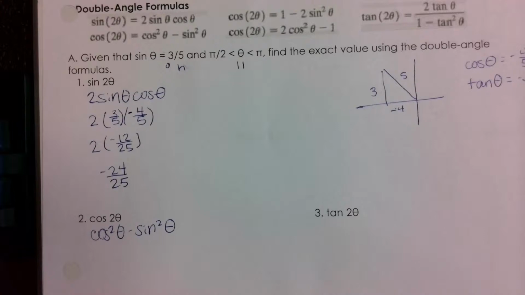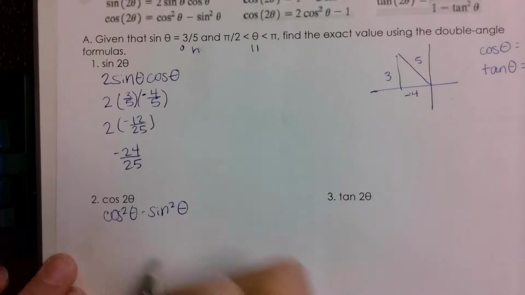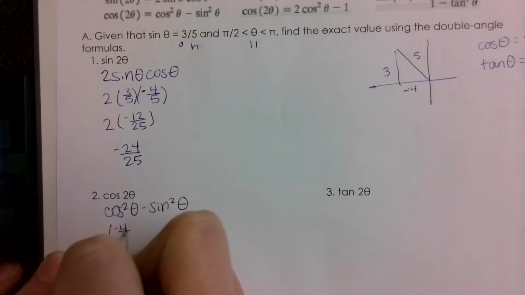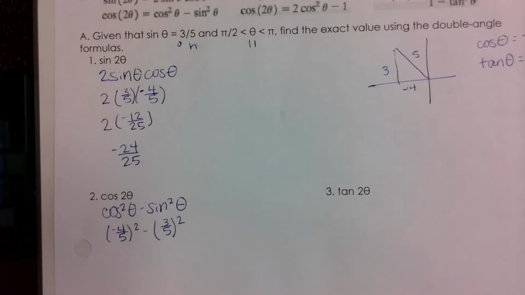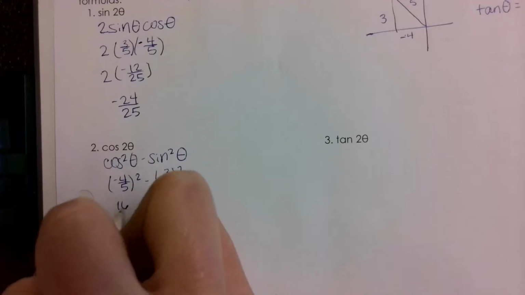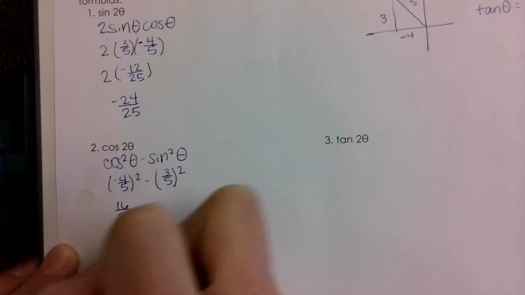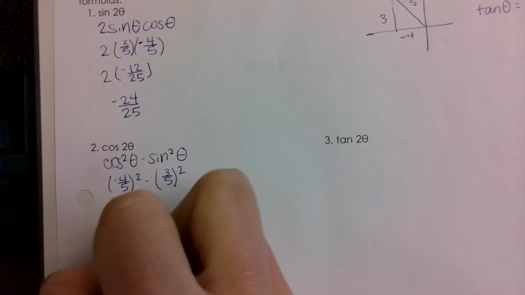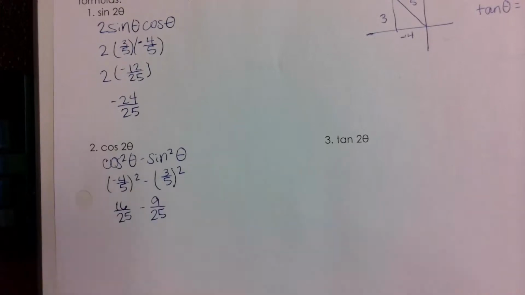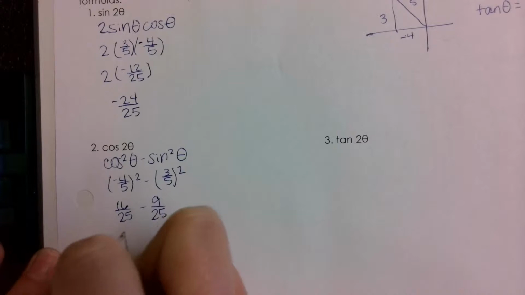So what was cosine of theta? We've got negative 4/5 squared. And what was sine of theta? It's 3/5, and we're going to square that. So negative 4/5 squared is going to be 16/25. Or not squared, we already squared it, sorry. And then 3/5 squared is going to be 9/25. So 16/25 minus 9/25 is 7/25. Final answer.